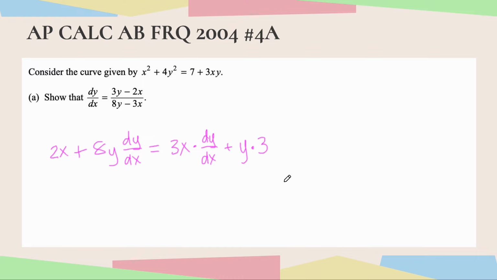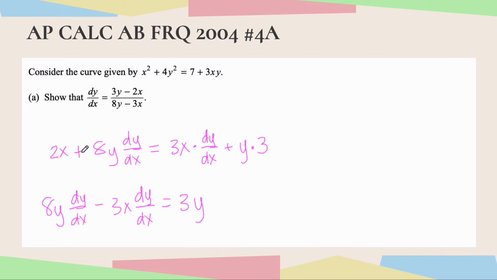Now, what I'm going to do is bring my dy/dx terms all to the same side and put everything else on the other side. So specifically, that means I'm going to subtract this term from both sides, and then subtract that term from both sides. So I would get 8y dy/dx minus 3x dy/dx equals this term, my 3y. I just rewrote that in more proper form.